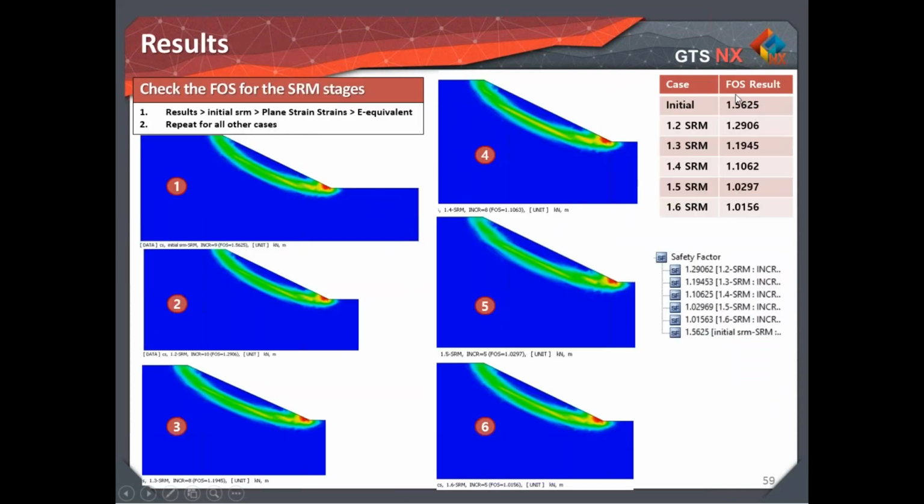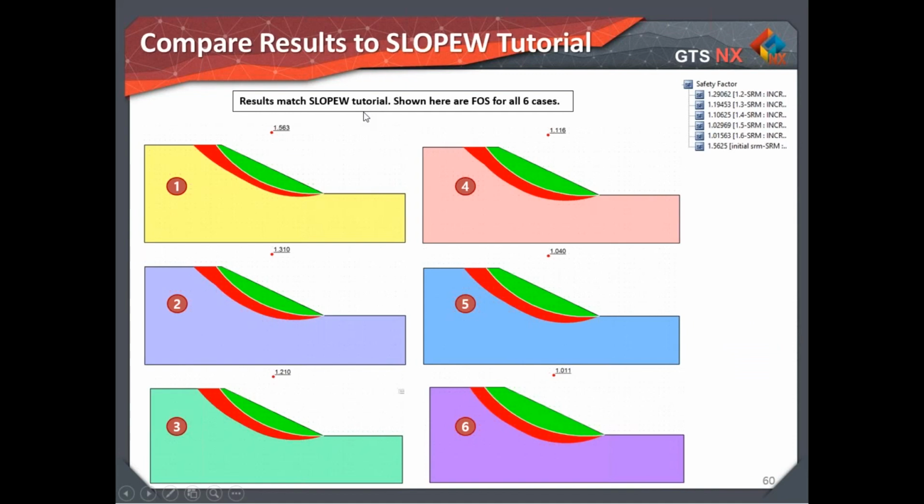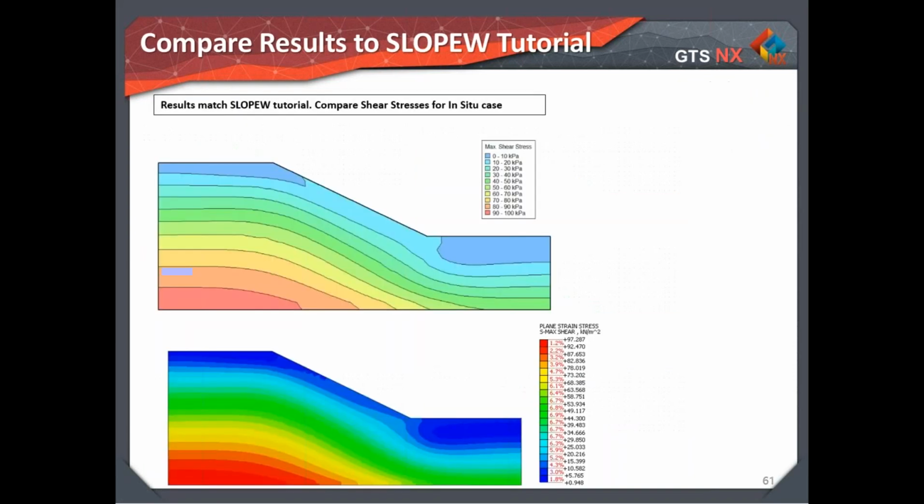So we see here the summary of the gradual decrease of the factor of safety as we're replacing our materials. And then here's the comparison with Slope W, which we see very similar here. It starts at 1.5 and gradually drops to almost below 0 or below 1. If we look also at other results like the shear stresses, we can also see that it's a very similar distribution to what we're looking at, something like Slope W.